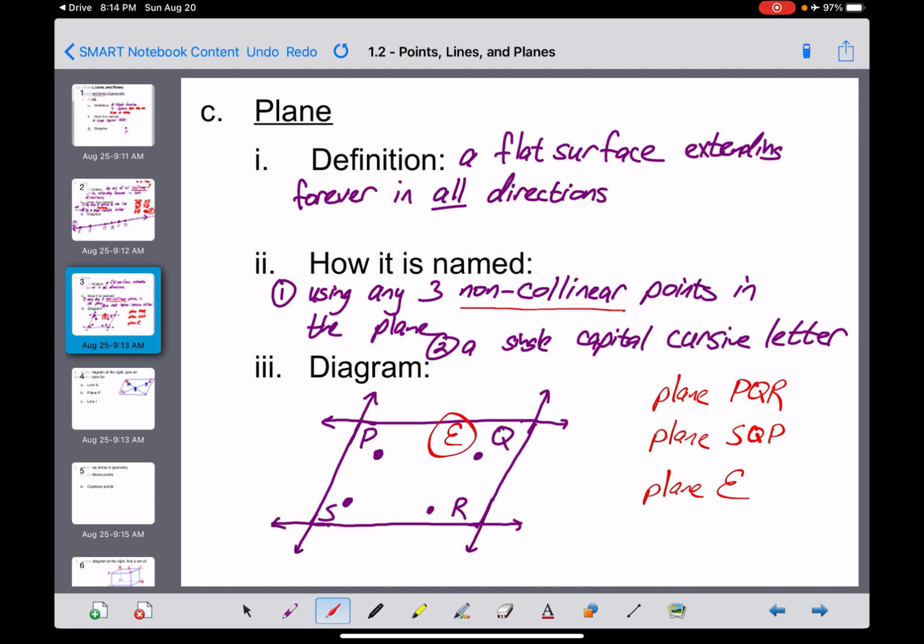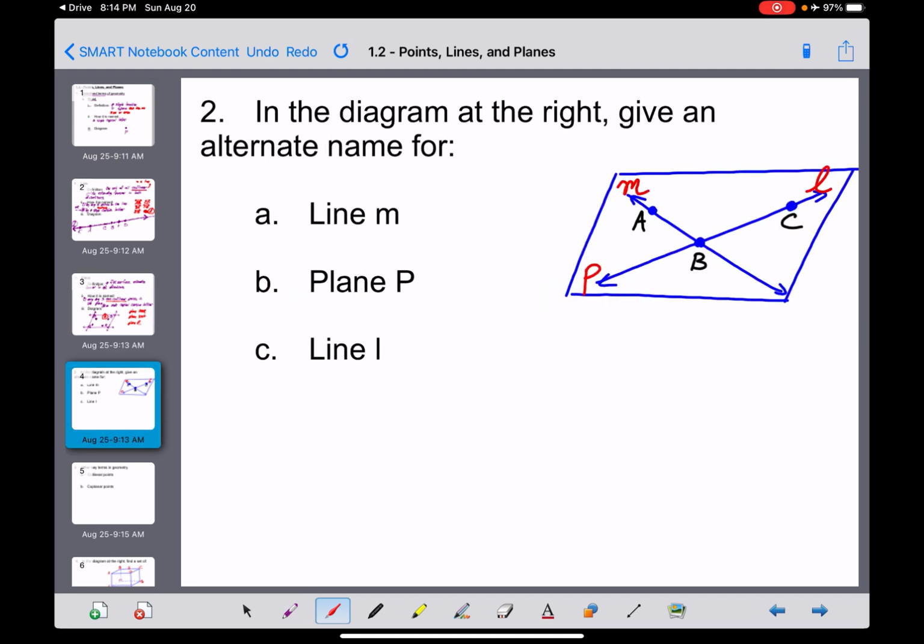All right, and those are kind of the three basic undefined terms of geometry. So let's play with that for just a second right here. If you want to, I'd kind of encourage you to jot this down in your notes right here, and then pause the video and see if you can answer these three questions on your own, and then come back and see how you did. But we've got a diagram here. You'll notice there's a parallelogram, which is our kind of indication that we're dealing with a plane. And I'm asking you guys to give me at least one alternate name for each of the three things that are listed here. Okay. The first one, hopefully you try this on your own now, line M.